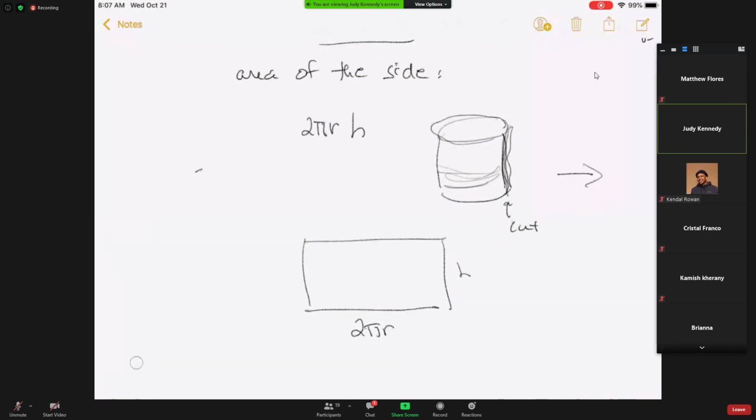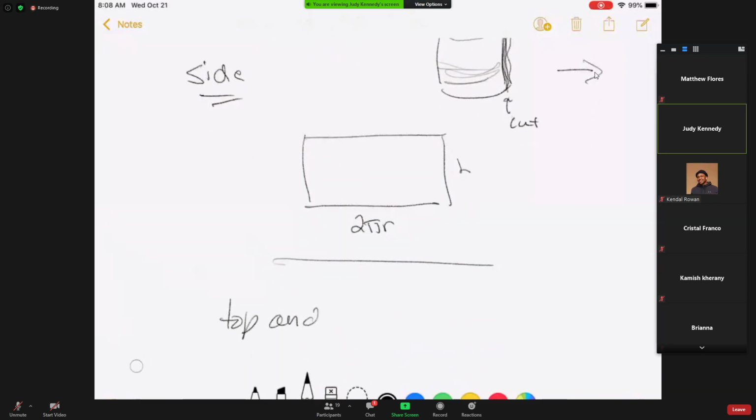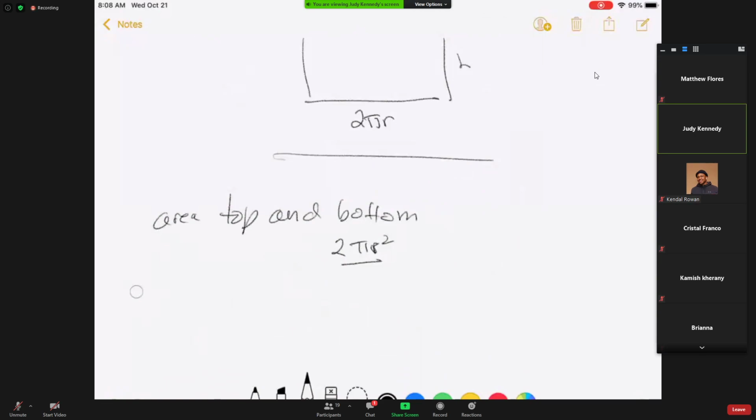The area of the top, I set it up there already. That's the side. The area of the top and the bottom: that's the area of the top circle. The area of the top is pi r squared, and then you've got the bottom too, same area. So that's 2 pi r squared. So the surface area is the sum of those. The surface area is 2 pi r h plus 2 pi r squared. And this is what we want to minimize. Any questions so far?